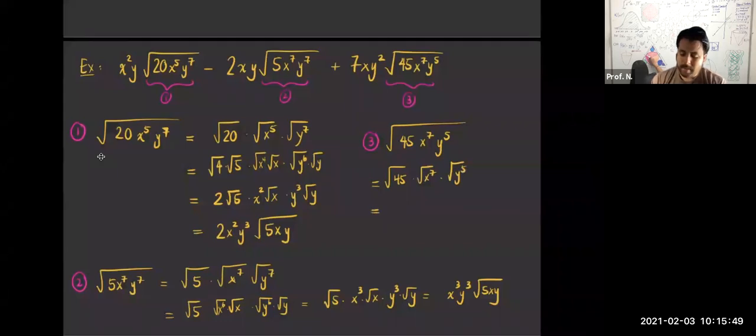Five and 9, that's right. So I can write this as square root of 9 times square root of 5. I can rewrite square root of x to the 7th as square root of x to the 6th, square root of x. And I can write this as square root of y to the 4th times square root of y. Again, why am I writing it this way?